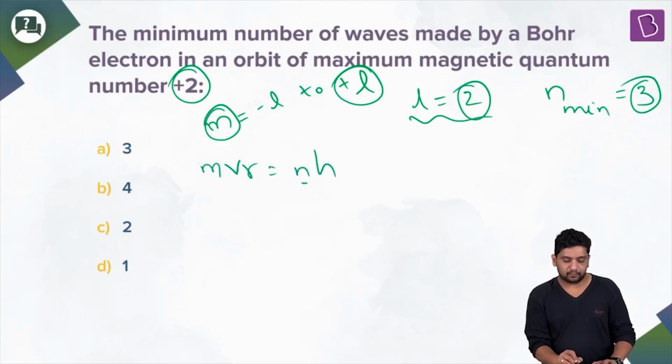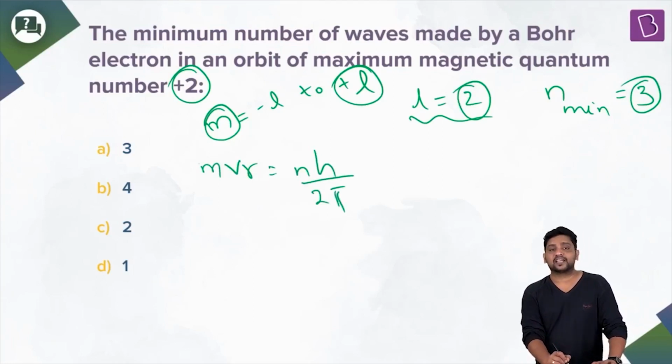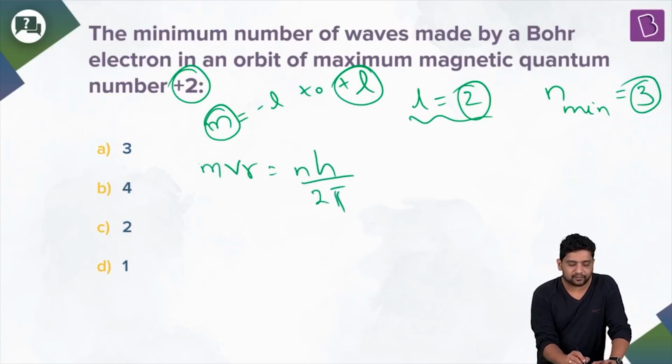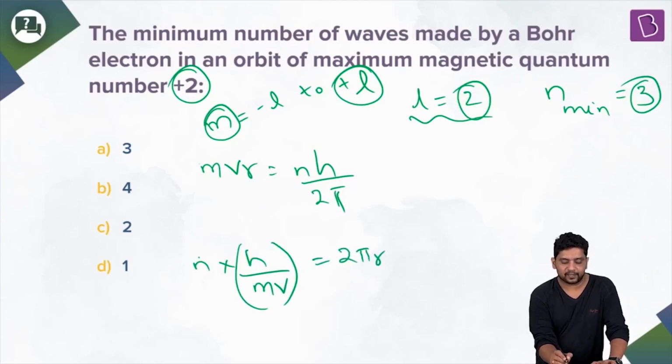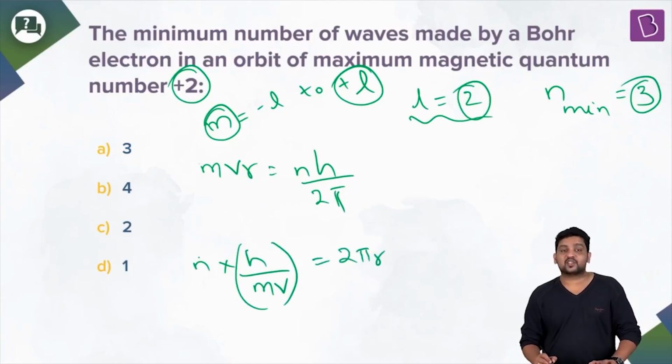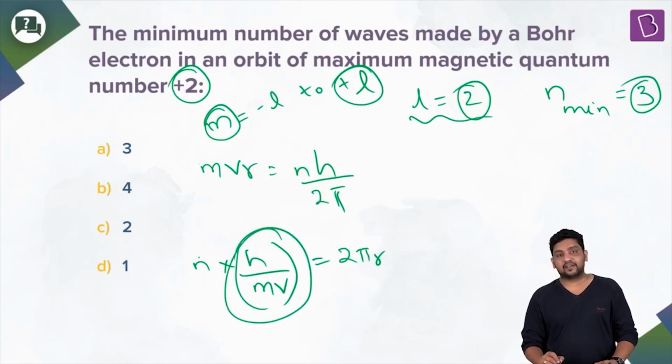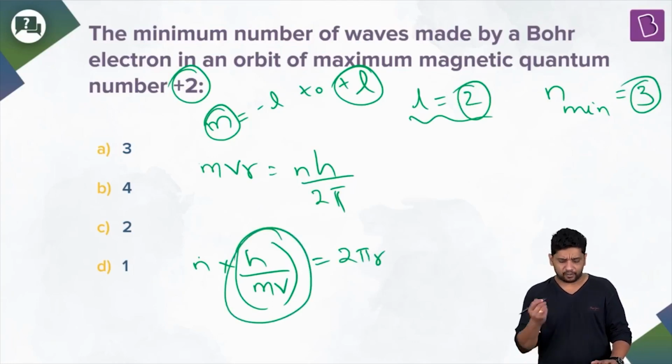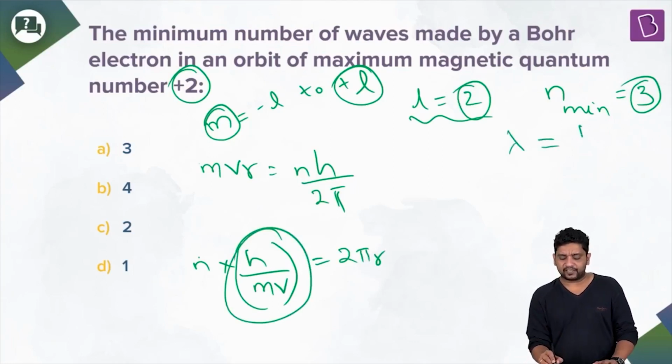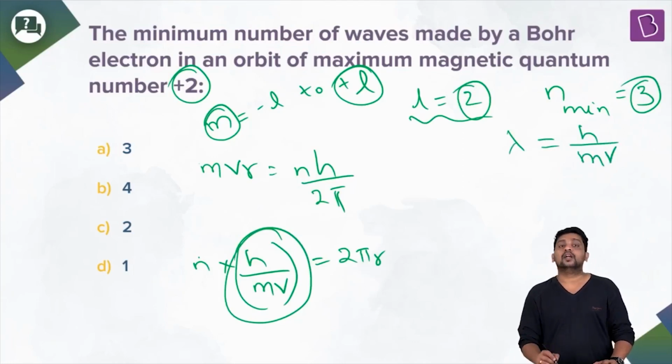The postulate that Bohr took, that angular momentum is quantized, actually comes from the fact that n times h by mv, that is, n lambda equal to 2 pi r. Basically, your nth orbit will have n waves, and each wave has a wavelength of h by mv for an electron. In general, we know that the de Broglie wavelength is h by mv. So n into h by mv is going to be your 2 pi r.